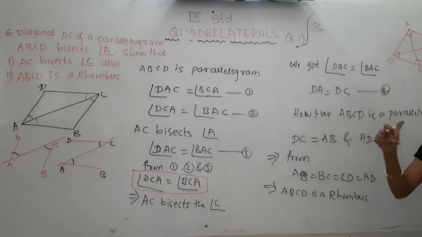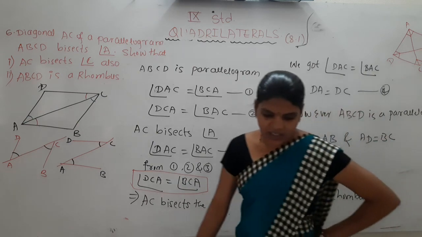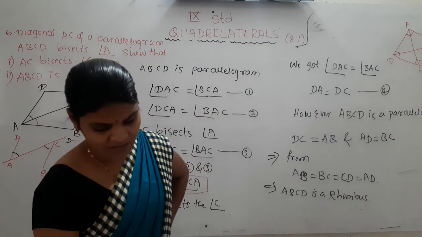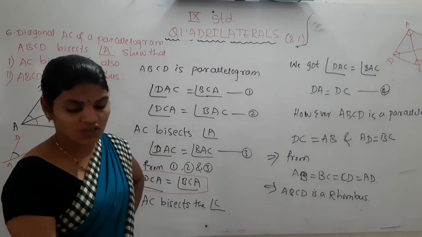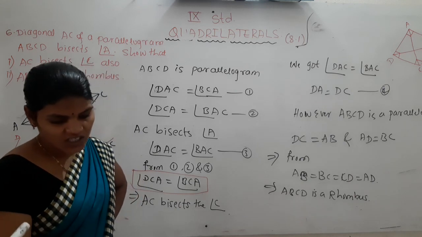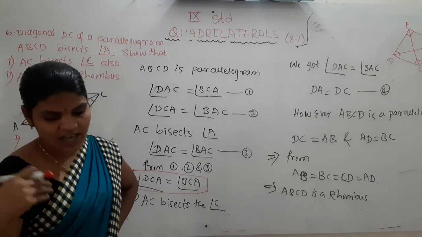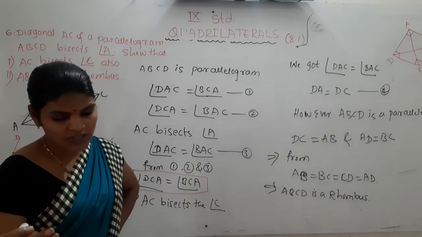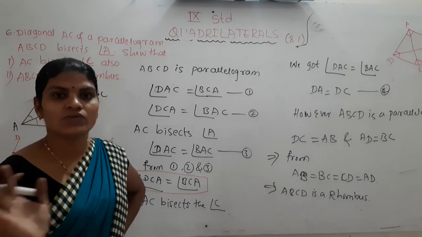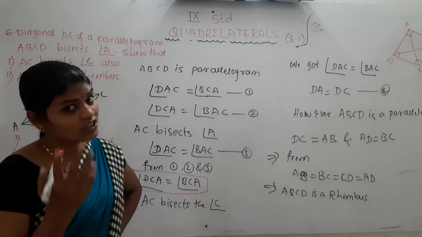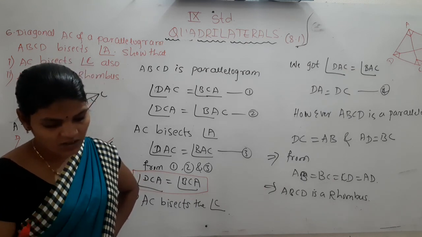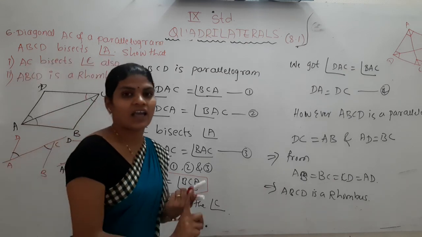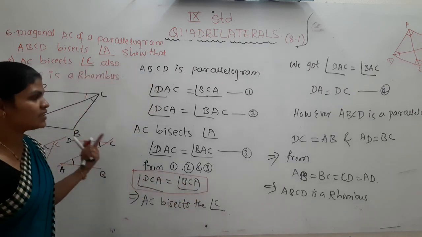Are you ready? Okay. In the same way, the 8th one: ABCD is a rectangle in which the diagonal AC bisects angle A as well as angle C. You have to show that ABCD is a square. You can do that. And also the diagonal BD bisects the angle B as well as D.